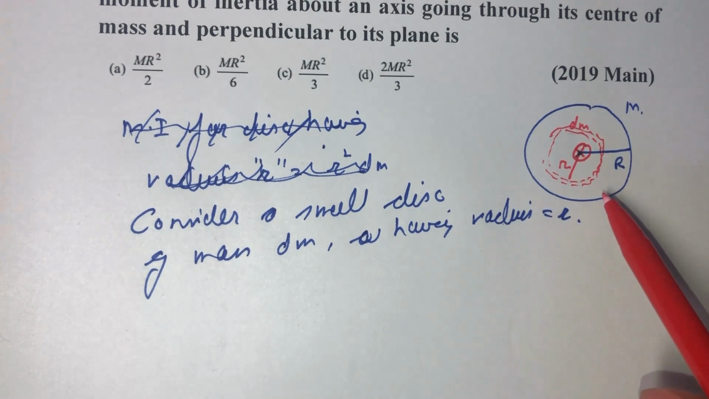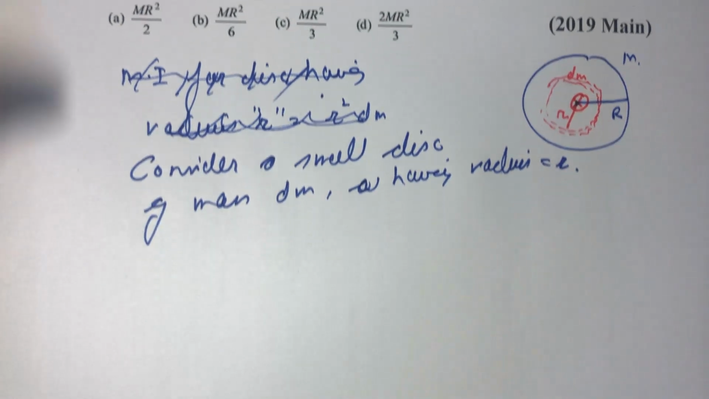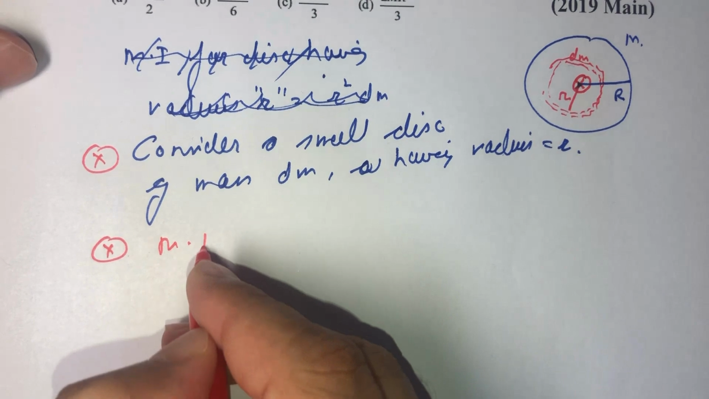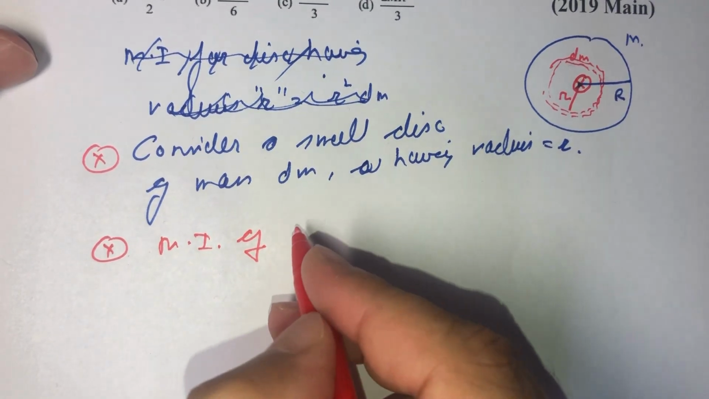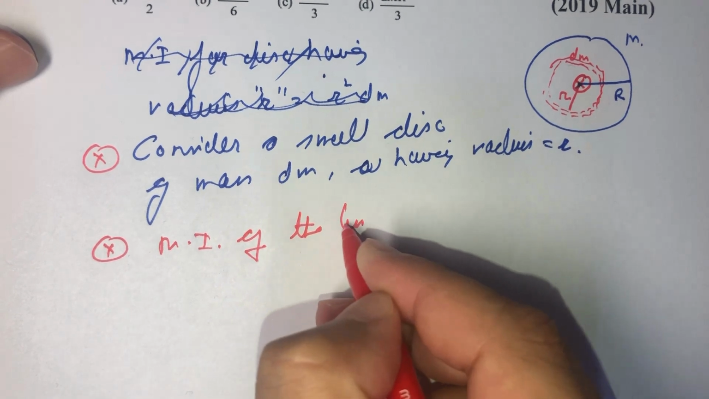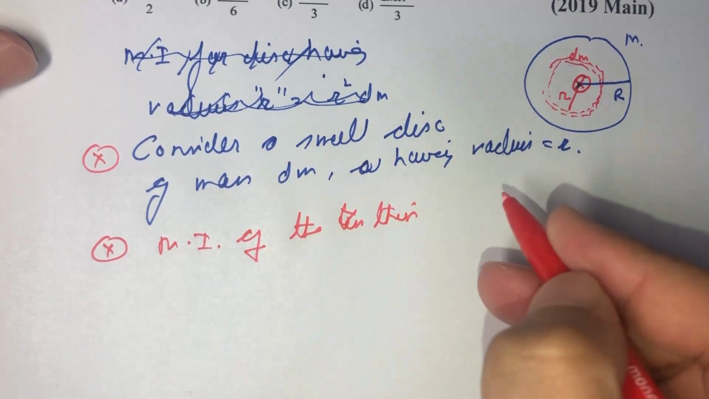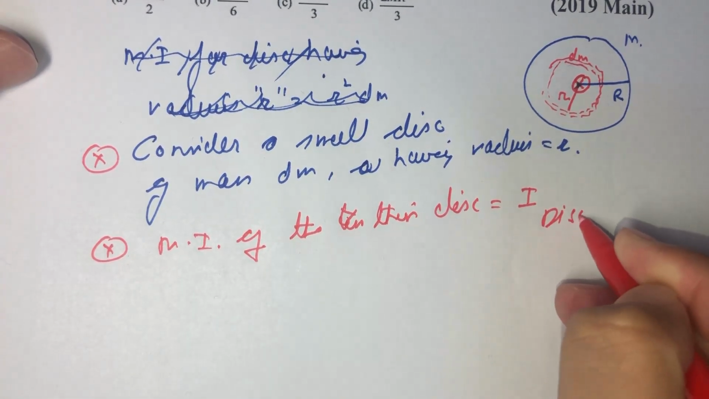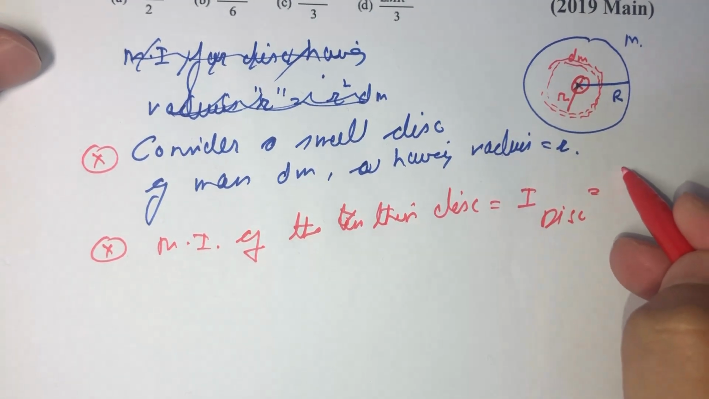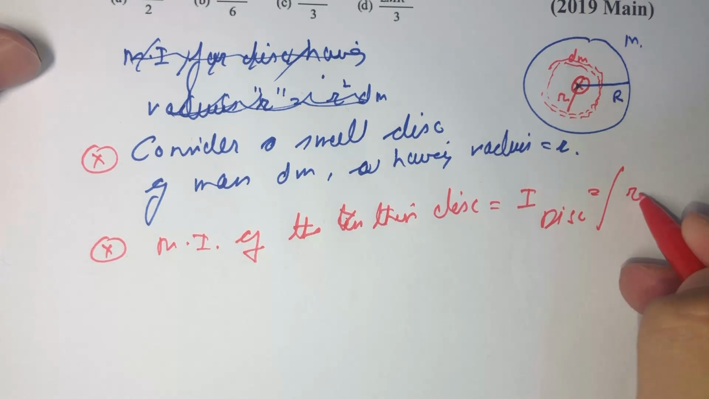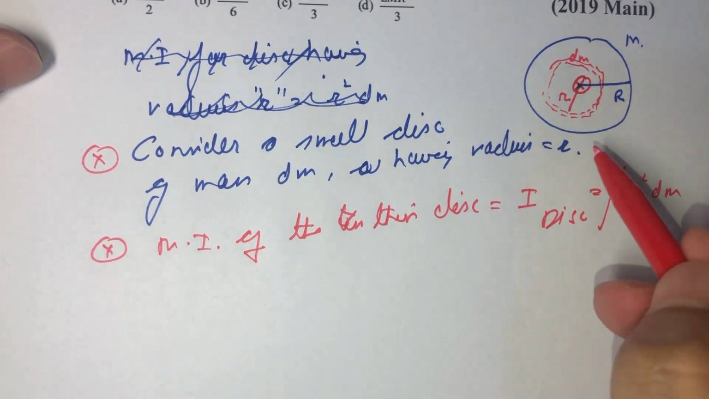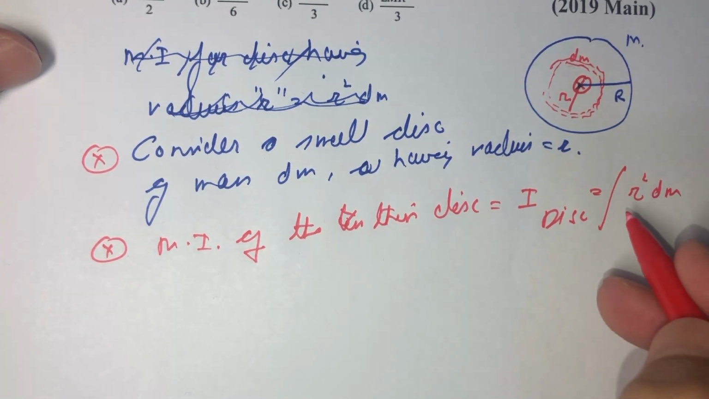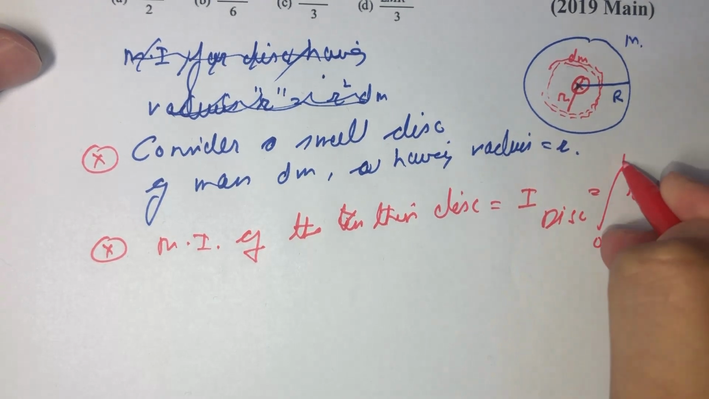So if I is the moment of inertia of this entire disk, so we can say moment of inertia of the thin disk, if it is given as I disk, then this I disk will be equal to integration of r square multiplied by dm. It means these small masses will be added and the limit of integration will be varying from 0 to capital R.